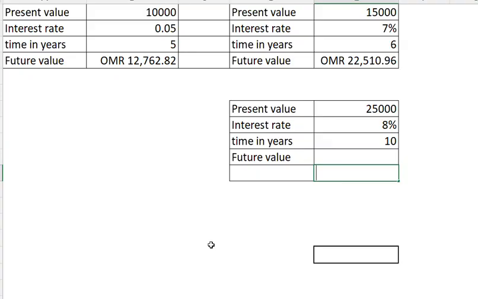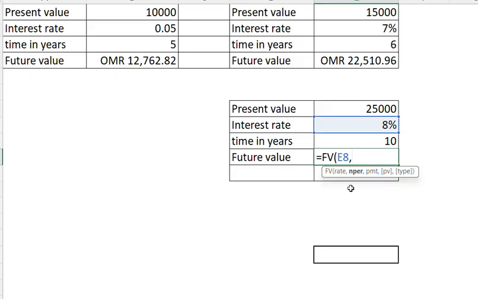I repeat again, equal to, then we want to calculate future value. So equal to future value means FV. Double click on this blue color FV. Now you get the formula. The first one is rate. Click on the interest rate, comma.